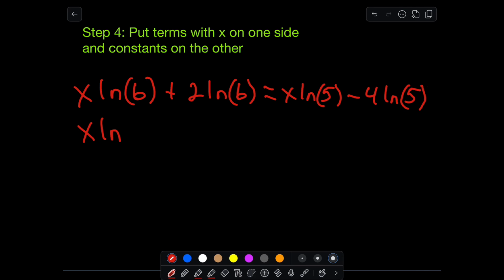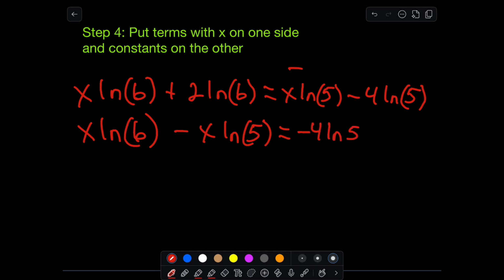So for step 4, put terms with x on one side and the constants on the other side. So just using some basic algebra, whatever you subtract on one side, you have to do to the other. Whatever you add on one side, you have to do to the other. And we'll keep this negative 4 times the natural log of 5, and we'll just subtract the natural log of 6, or minus 2 times the natural log of 6, like this. This cancels, and the first part we did over here also cancels.